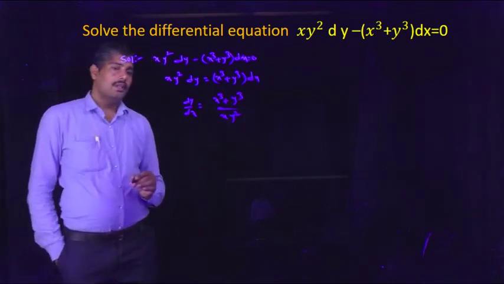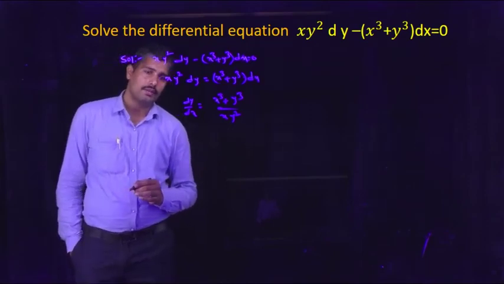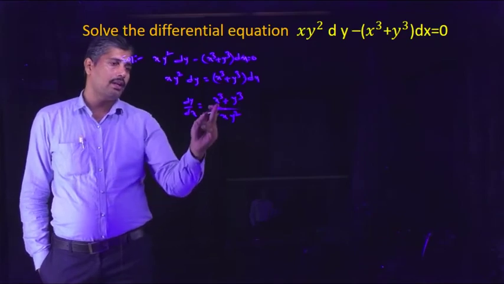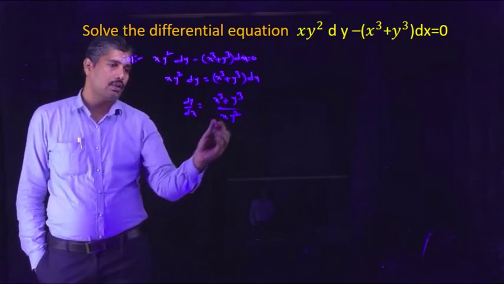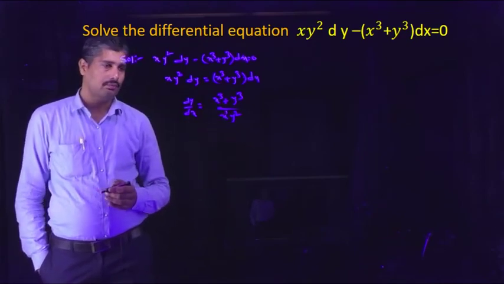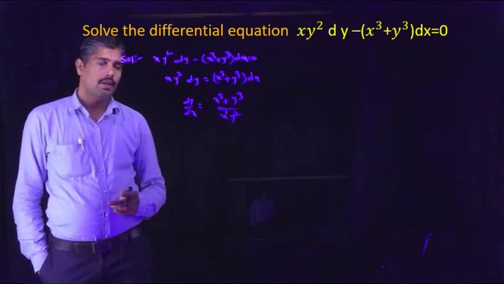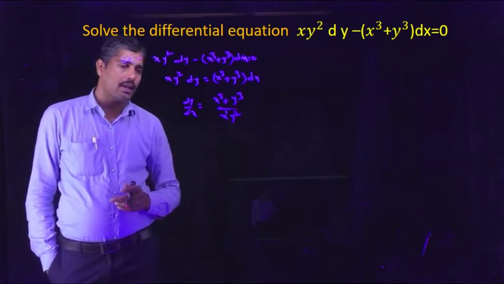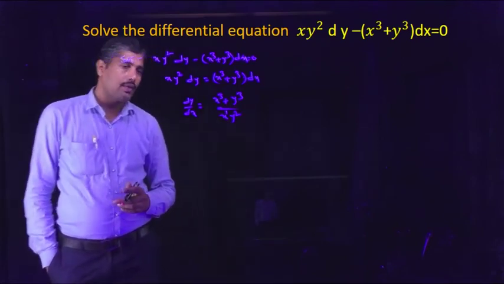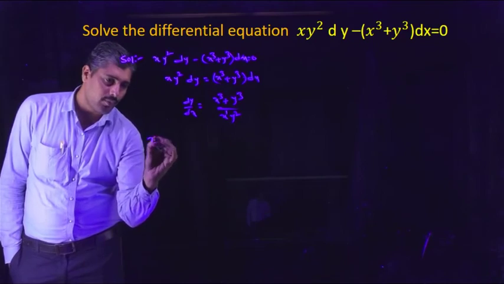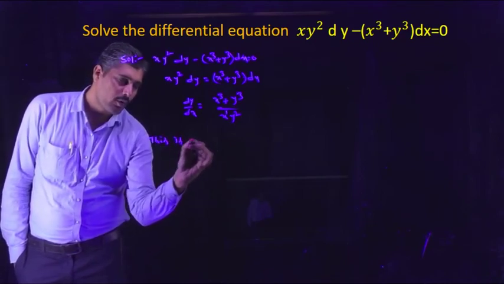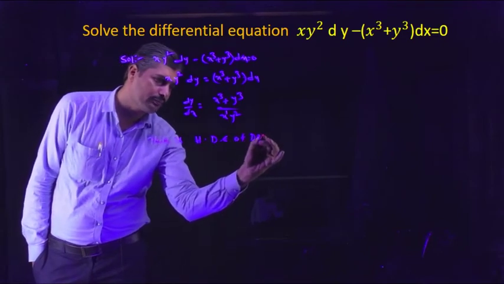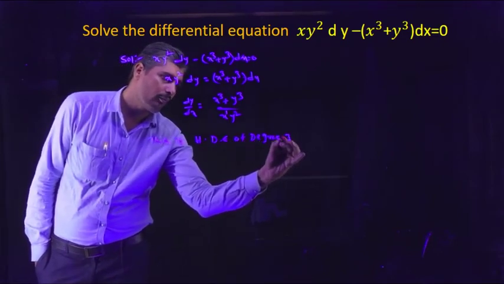See, this is a homogeneous differential equation. In the numerator degree is 3. In the denominator also degree is 3, 1 plus 2. f of x comma y is a homogeneous function of degree 3, and g of x comma y is of degree 3. That's why this is a homogeneous differential equation of degree 3.